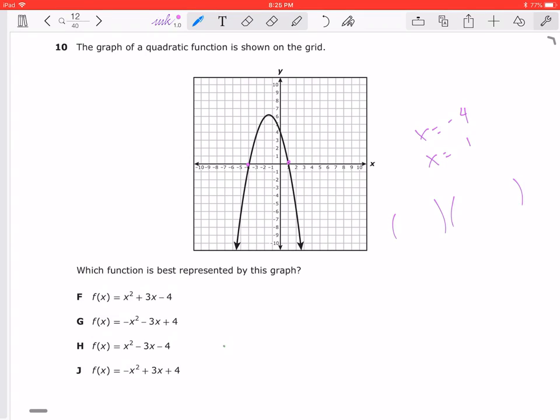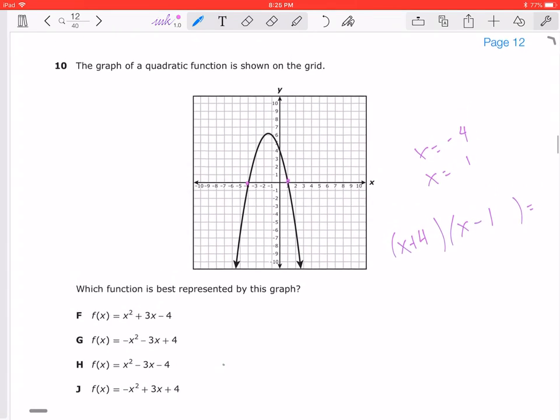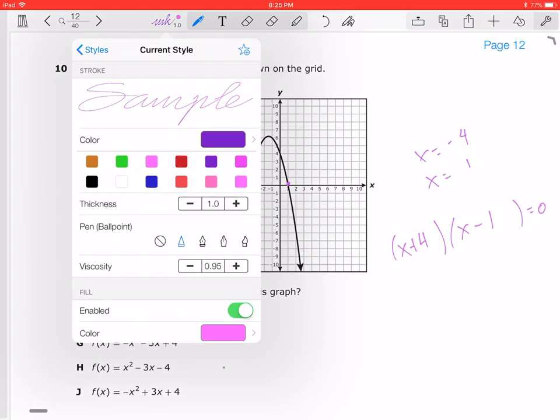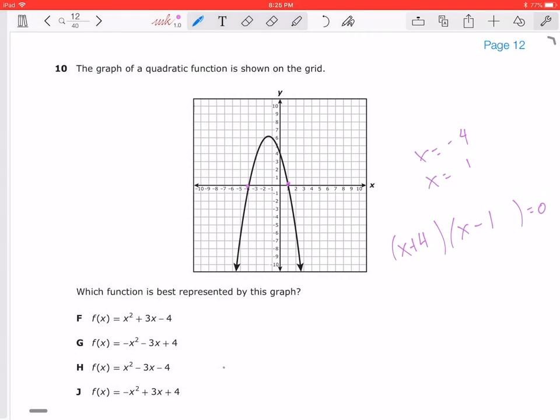Okay, so I know that if I were to put this in a quadratic equation, I would have x plus 4 and x minus 1, and that's equal to 0. Now, in order for me to write this in quadratic form, I need to distribute, essentially FOIL. So I'm going to do x times x, which will give me x squared.